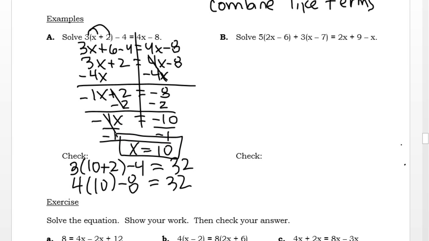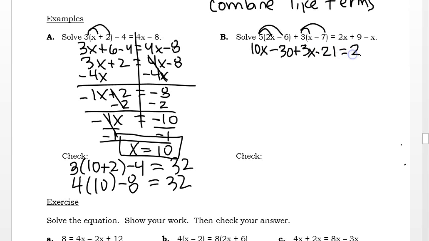On the second example, I have a much larger equation, but we'll kind of do the same thing. We're going to distribute, and we'll distribute, and we'll combine like terms. So 5 times 2x is 10x. 5 times 6 is 30. The minus stays a minus. 3 times x is 3x. 3 times 7 is 21. A plus and a minus make that a minus 21.